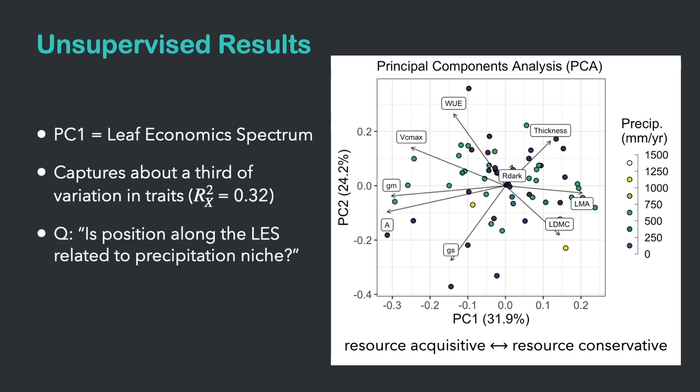And if we go back to our question, is the position along the LES related to precipitation niche? The answer is no. And you can see that just by the fact that there's no pattern in the color on this plot. But also our regression has a very low r squared y, a low proportion of variation in the precipitation explained, and it has a high non-significant p-value.